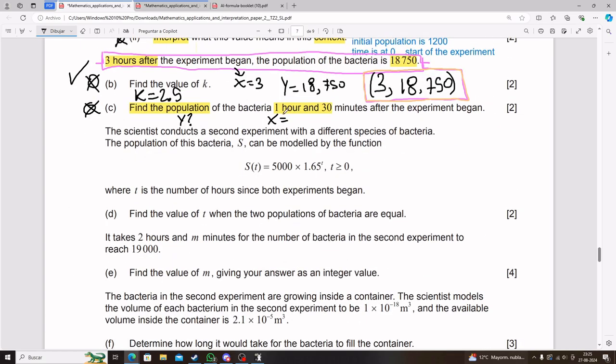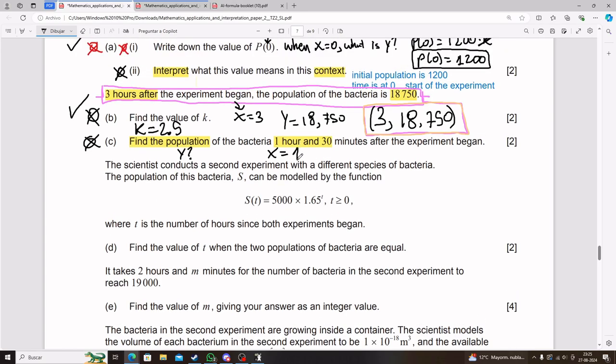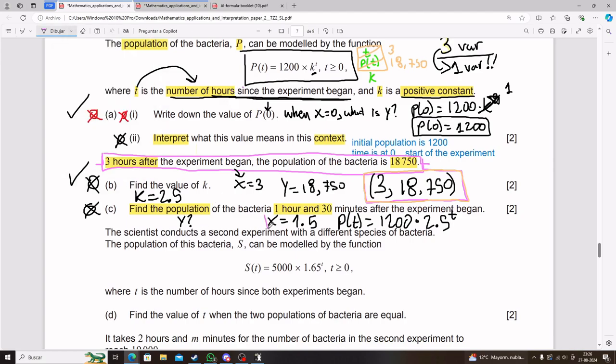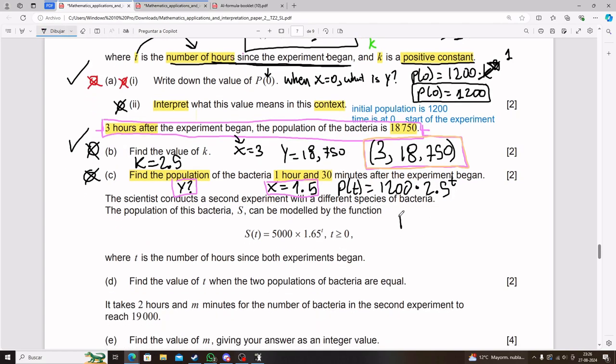So an hour and 30 minutes, there are 60 minutes in an hour. So an hour and 30 would mean we have 1 hour and a half. All right, awesome. So when x is 1.5, what is y? See? So my OG function is right here. P of t equals 1,200. And now I have k, so I'm going to plug in k. So k is 2.5 to the power of t. So right now, all I have to do is ask my function, when x is 1.5, what is going to be my y?